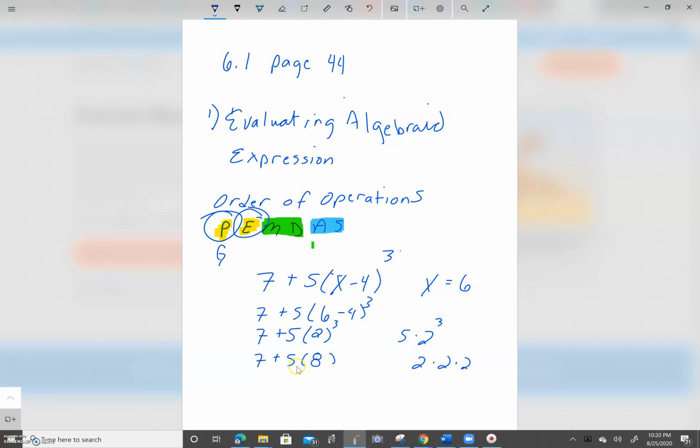And then we're going to do the multiplication. So 7 plus 5 times 8 is 40. Now finally, those parentheses for me are going away. And last, 7 plus 40 is 47. Okay, and let's just double check. You can go through the example in the book. It's step by step and it gives instructions.